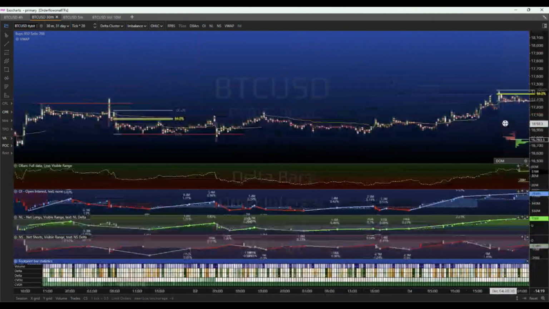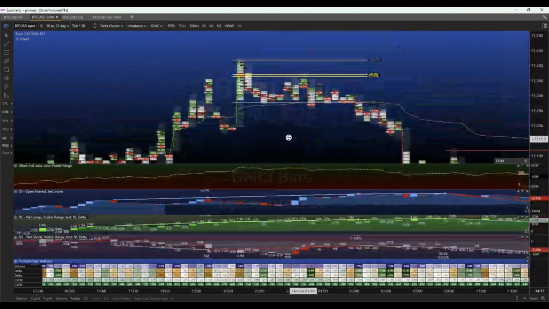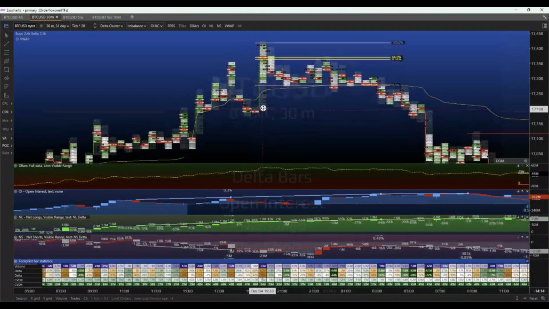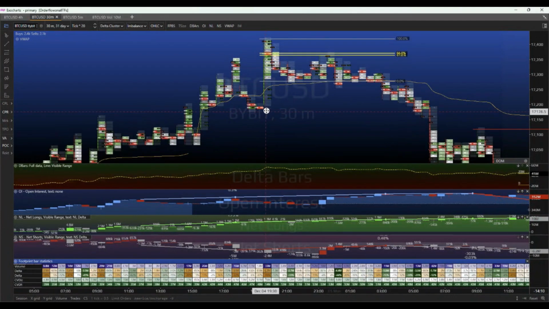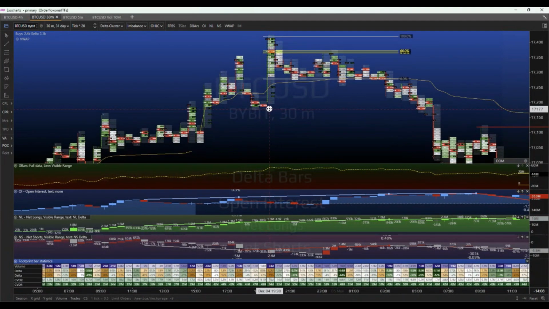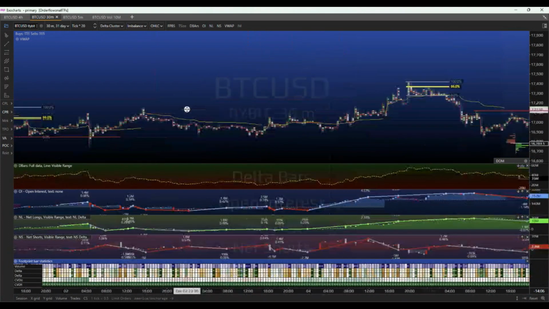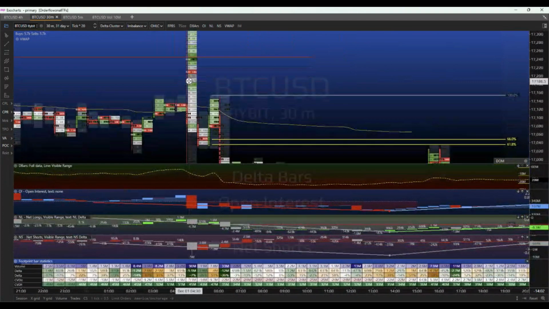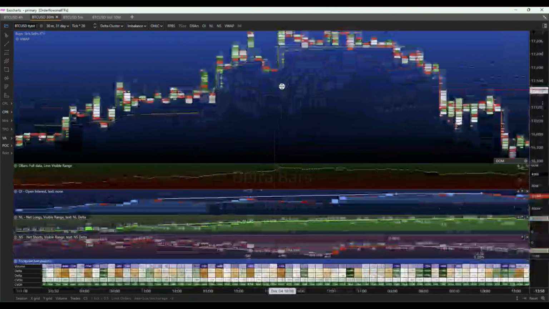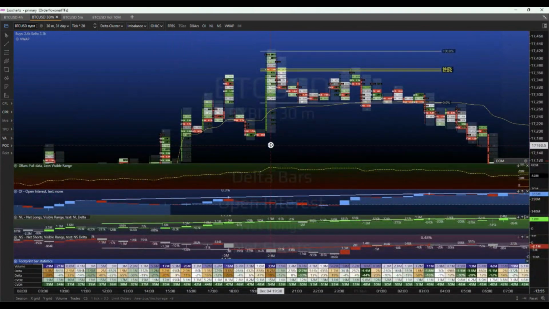Wait, yeah, okay, right here. So here's another attempt at the high. 33 million in volume, but only 6.2 in positive delta. Let's go back. What do we have here? This was our last attempt, which was 90 million in volume. This attempt made a higher high, and it closed above.